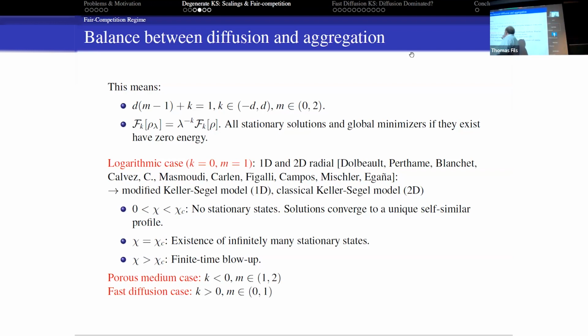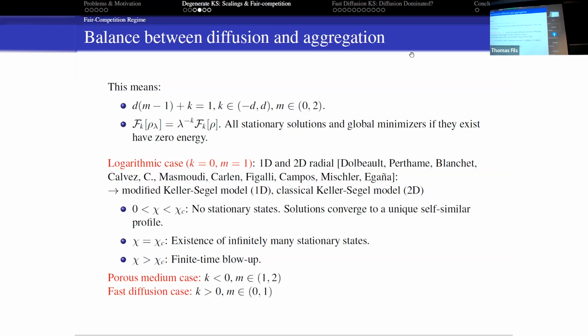A particular case has received lots of attention in the literature and corresponds to the classical Keller-Segel model for chemotaxis that I was mentioning at the beginning in the introduction. It corresponds to the case in which k is equal to 0, so the log kernel, and linear diffusion, m equals 1. In that case, I didn't mention what happens when m equals 1 here.